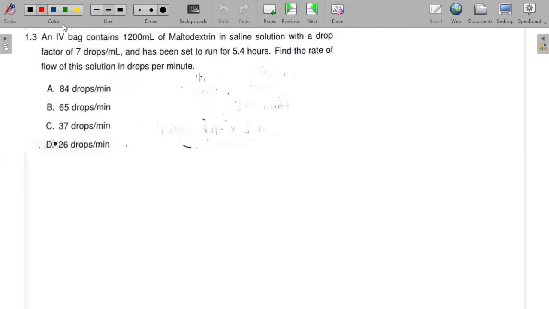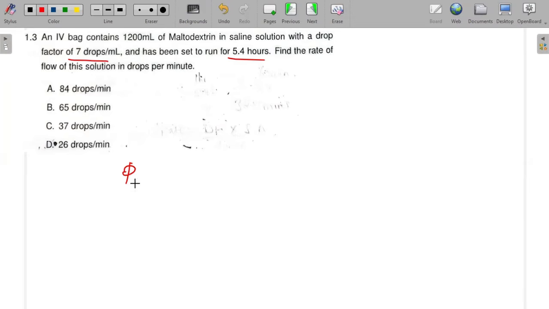Okay, so question 1.3, they're saying an IV bag contains 1,200 milliliters of maltodextrin in saline solution with a drop factor of 12 drops per milliliter, and has been set to run for 5.4 hours. Find the rate flow of this solution in drops per minute.